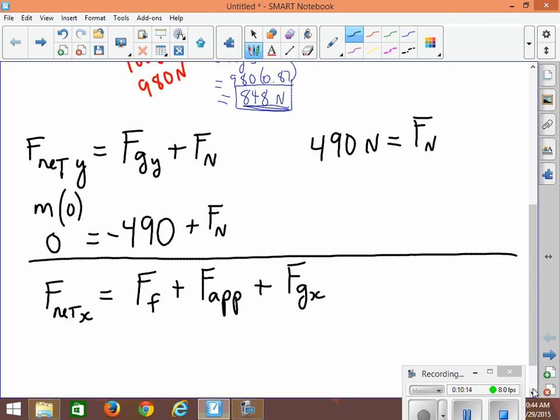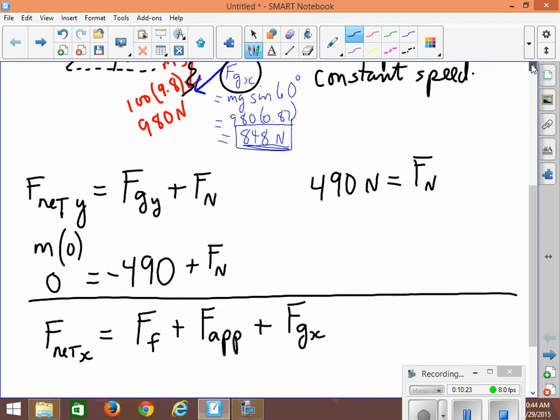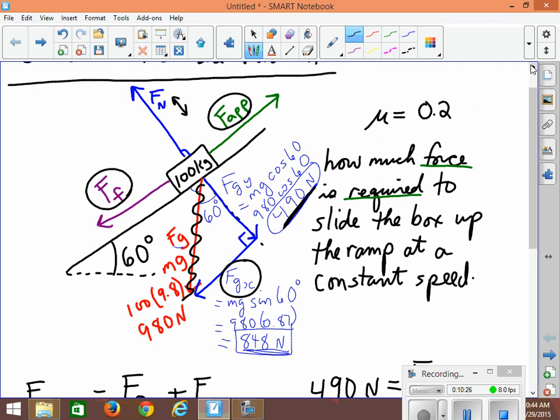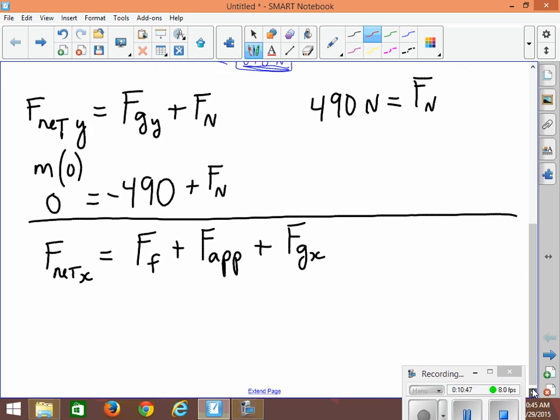All right. Now, here's where we have to make another decision. We know that F net is MA. So we have to look back at our original question and see if there are any hints in the context as to how this might be accelerating up and down the ramp. And what I notice are the words constant speed. So if we're going to slide the box up the ramp at a constant speed, that means there is no acceleration. And so if I go back down to here, that context allows me to write mass times acceleration. This one will also be 0 because we're sliding the box at a constant speed.